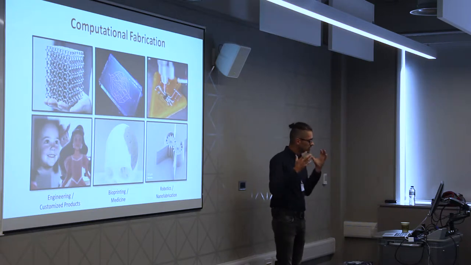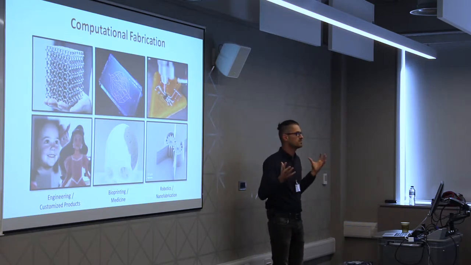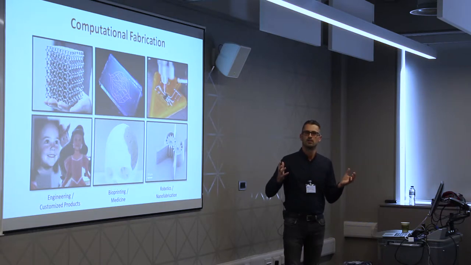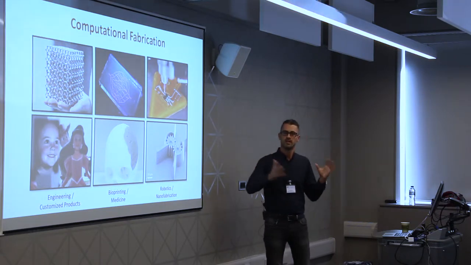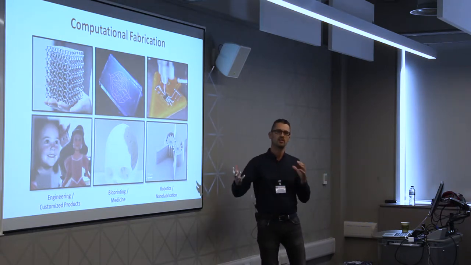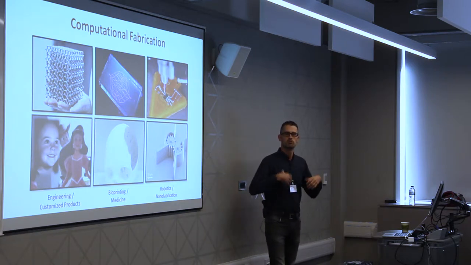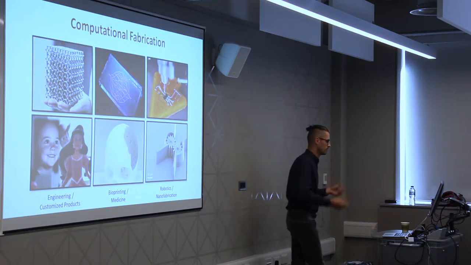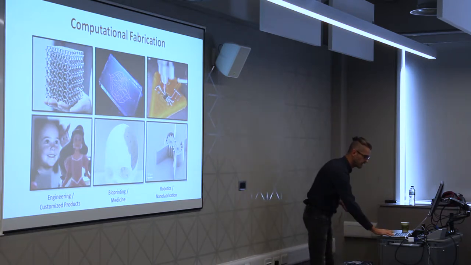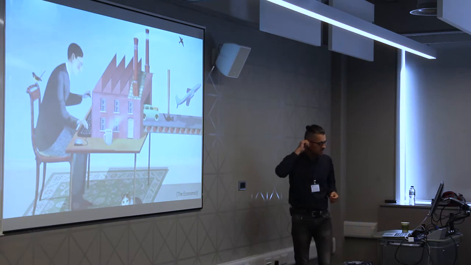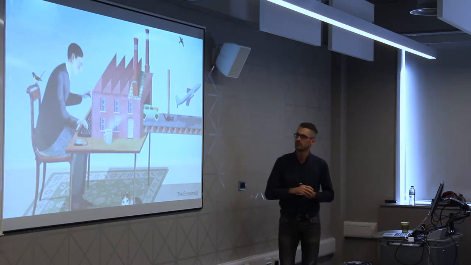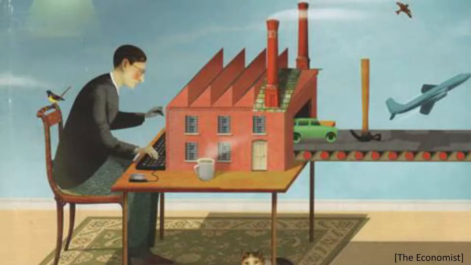Now, computational fabrication is basically bringing together these new possibilities on the additive manufacturing side and computational methods to create designs and new products that we couldn't have done before. And this also brings an interesting change in workflow, and this is actually a cover from The Economist. I like this a lot because it quite nicely illustrates this new workflow.